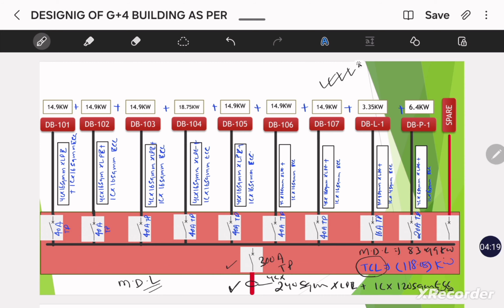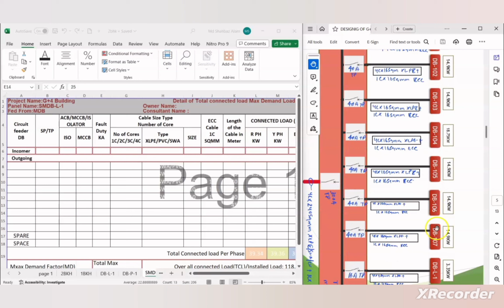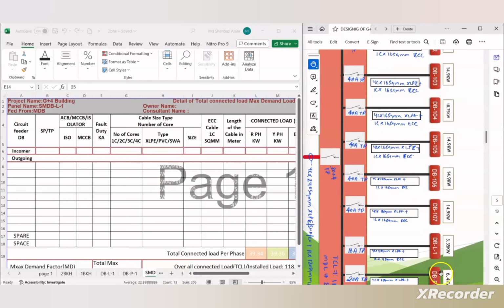Same thing we will tabulate in the DEWA load schedule format for SMDB, and we will finalize this video after that. Now, as we prepare the SLD for this SMDB, I have calculated the main breaker rating of the SMDB, the main cable size, and the outgoing load, cable size and breaker size. We have to formulate this in a load schedule. So let us learn how. First we will do the outgoing, then the incoming. So what are the DBs available? DB101, 102, 103, 104, 105, 106, 107, and DBL1 and DBP1.